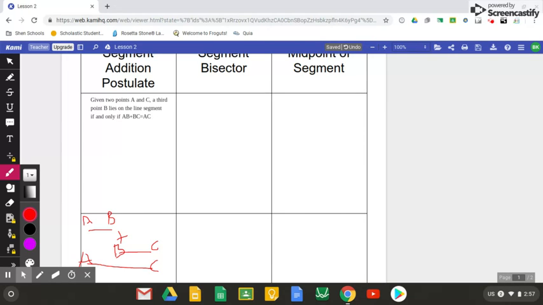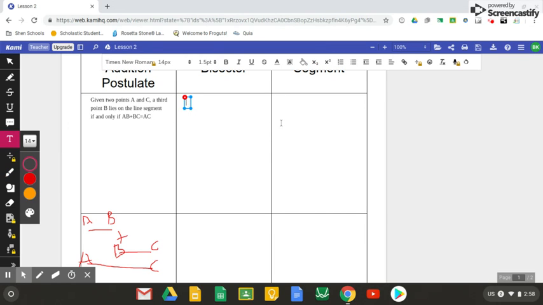Okay? All right, so our next definition, known as a segment bisector. Bisector is going to be a great word for the year, so this is definitely something you've got to get down right now. A segment bisector is a line, ray, or segment that divides a line segment into 2 equal parts.